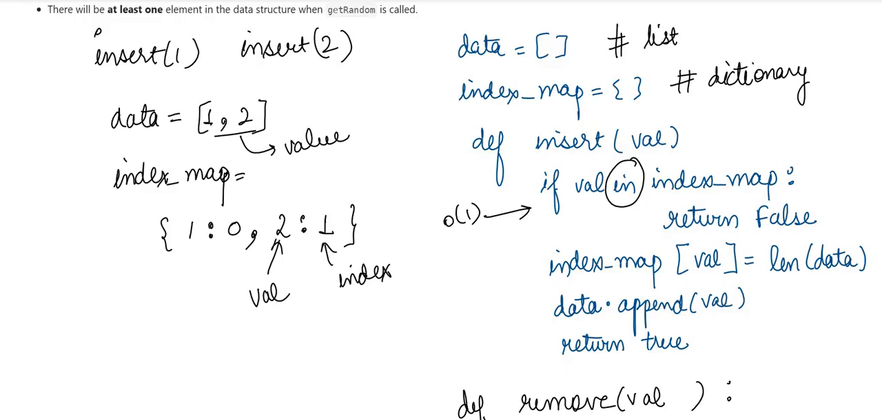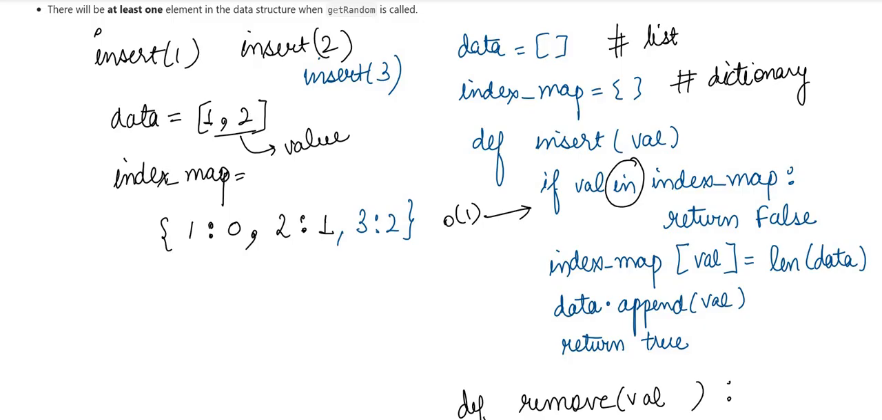See, let's say here I am inserting one more value, which is insert 3. So I will go to index map, at 3 I will store the length of data, which is 2. So then after that I will go at data list and I will add the value. So as I have already told you, I am storing value as key and index as value in this. So now we will learn how to remove the value.